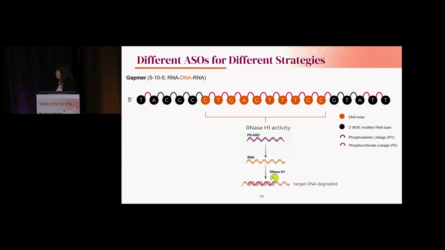The other modification that we have is also phosphorothioate that is on the backbone of the ASO, which improves the stability and interactions with other proteins, and all in all improves the pharmacological properties. So the gapmer ASO is something that we use when we want to reduce an mRNA target.